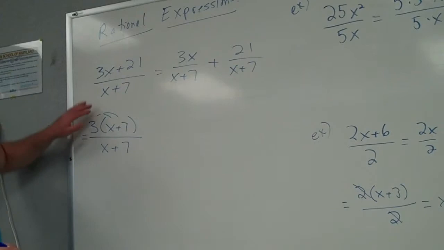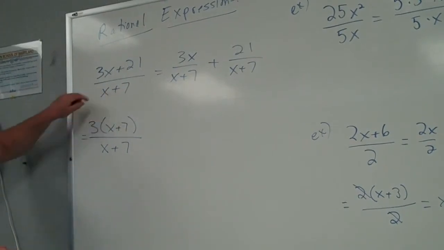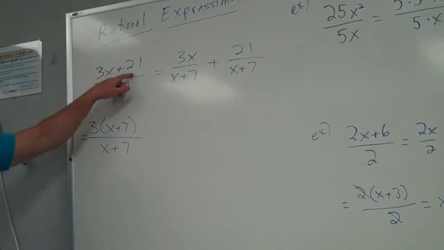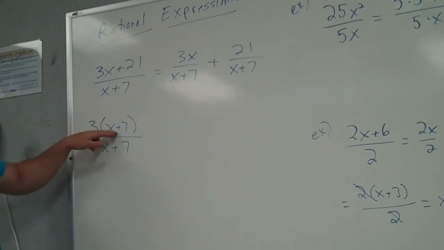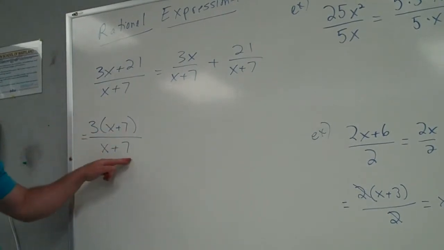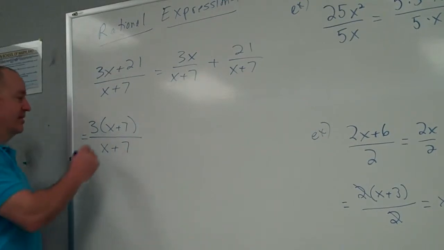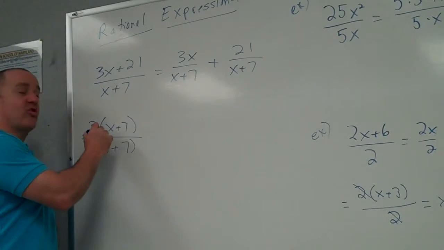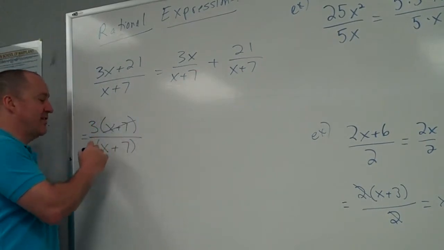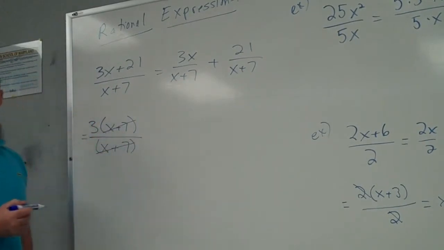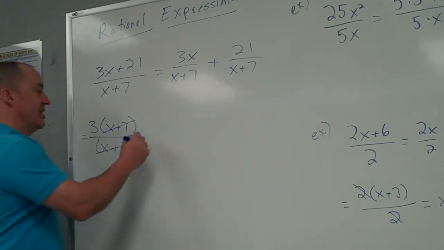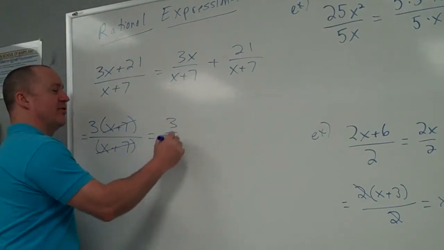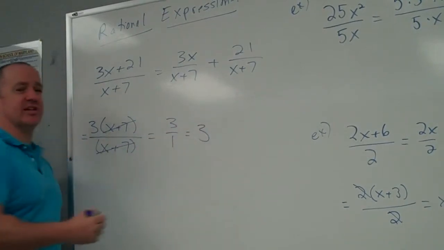Now, the x plus 7 on the bottom stays the same. So I factor a 3 out of each of these, and I get 3 times x plus 7 over x plus 7. It's going to equal 1. Close, it's not going to equal 1. I can now cross out the x plus 7 and the x plus 7 because they are the same thing. So this will equal 3 over 1, or just 3.